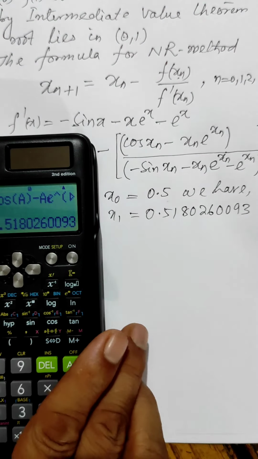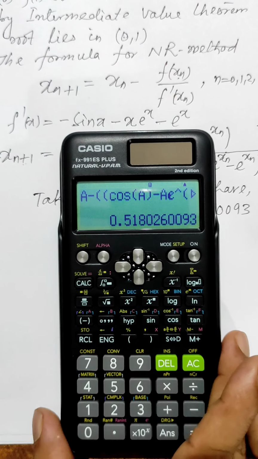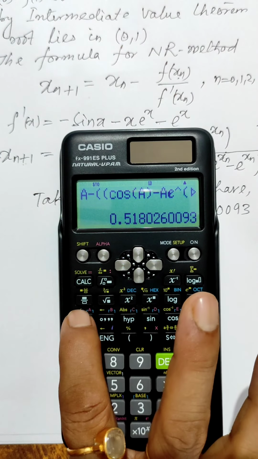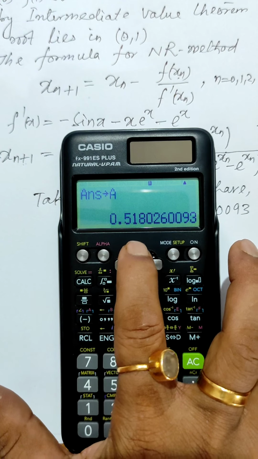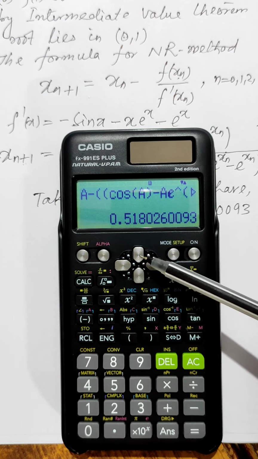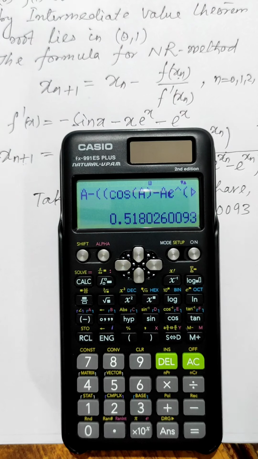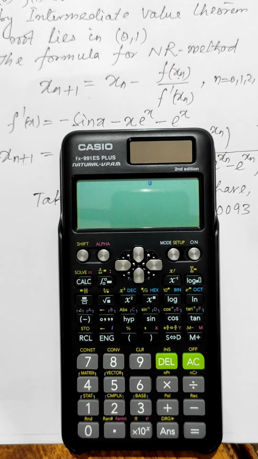Okay, so how to get x2? This is the magic by Khillar Sir. See here, shift store A. That means this value I have stored in A, and where you should put this value, just press the upper cursor. Pressing the upper cursor, our required formula comes into display. Now simply press the equal to key. That means you have to put this value in this formula. So then press equal to.